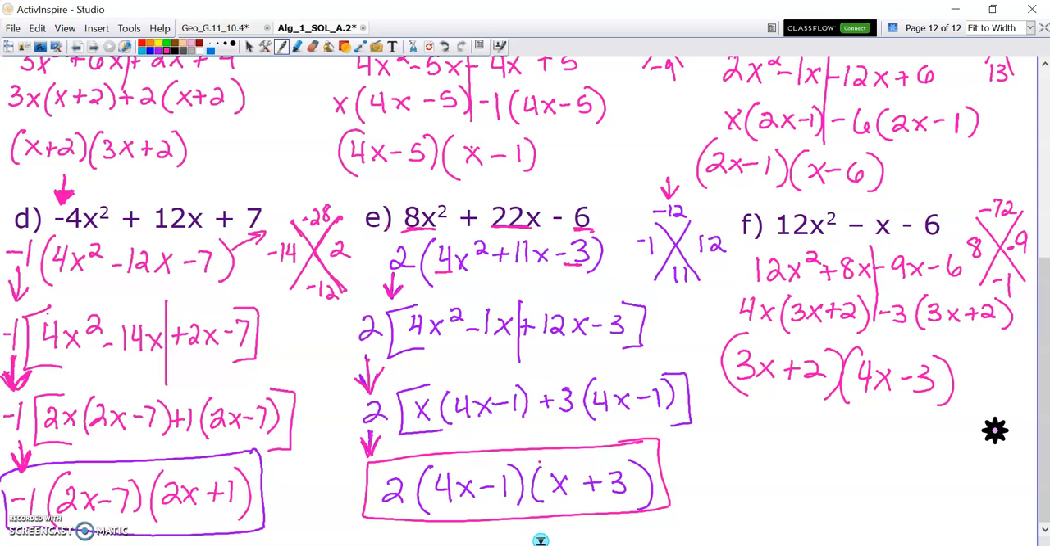Letter F goes back to the basics. We've got a trinomial with leading coefficient other than 1. Again, we multiply a and c to get the number at the top. Find the numbers that multiply to the top, but also add to find the number in the bottom. And complete factor by grouping.